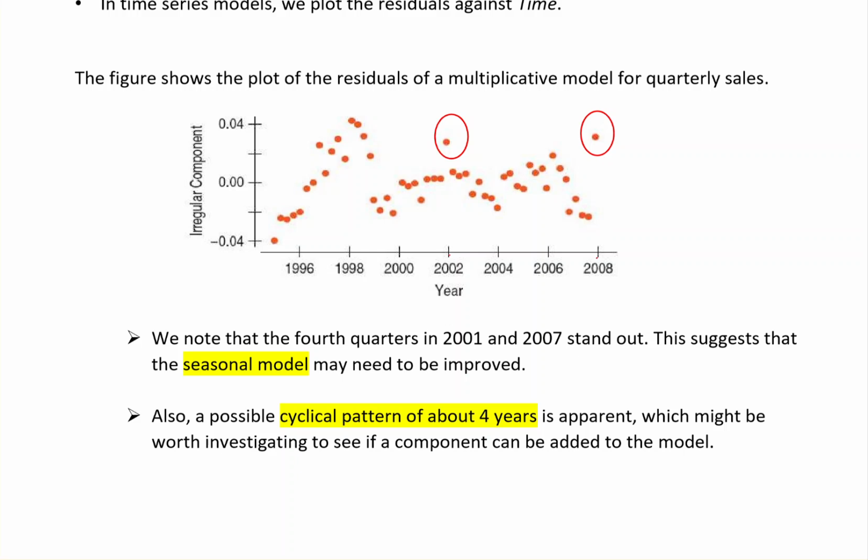quarter, right? So for this case, you can think about how you can improve your seasonal component, because it looks like your seasonal component is not very good, right? So from the residual plot, you can see the problems with your model, right? But again, you cannot model the irregular component.